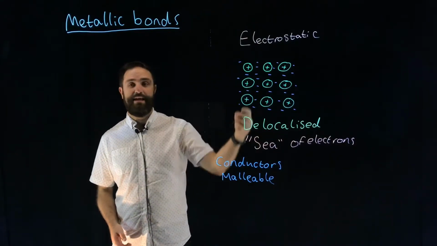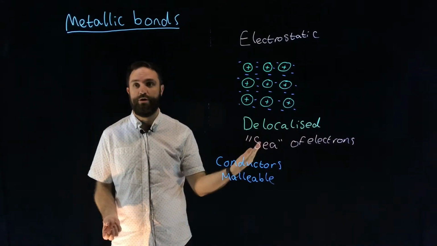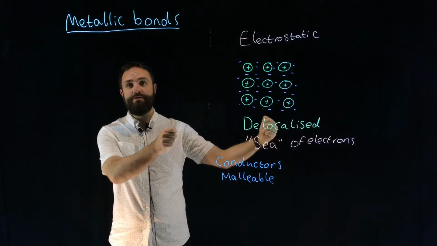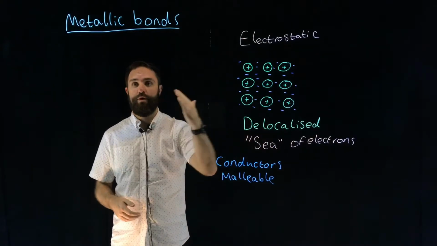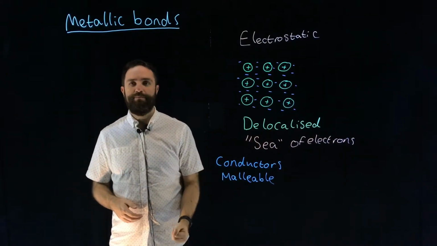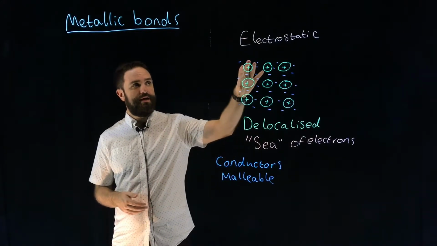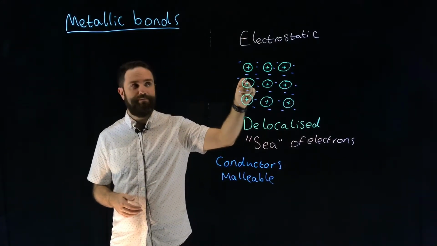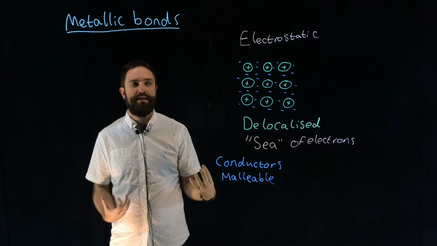Why? Because these electrons are free to move wherever they want to go. If you set up a potential difference, a voltage, they're going to move all one way or the other. Same goes for being malleable. They're malleable because the ions are not stuck to each other. They're stuck to the background sea of electrons.